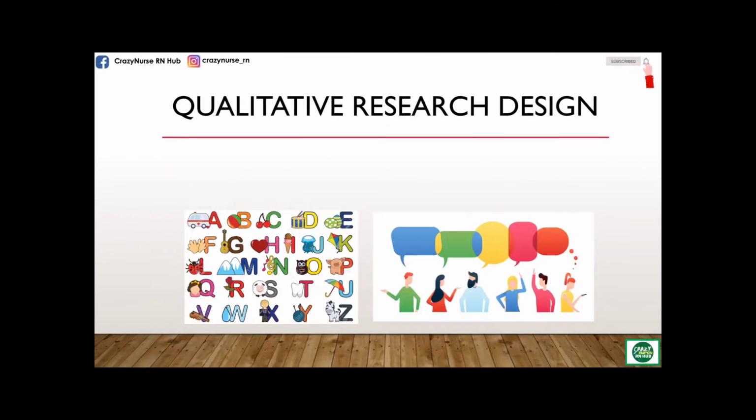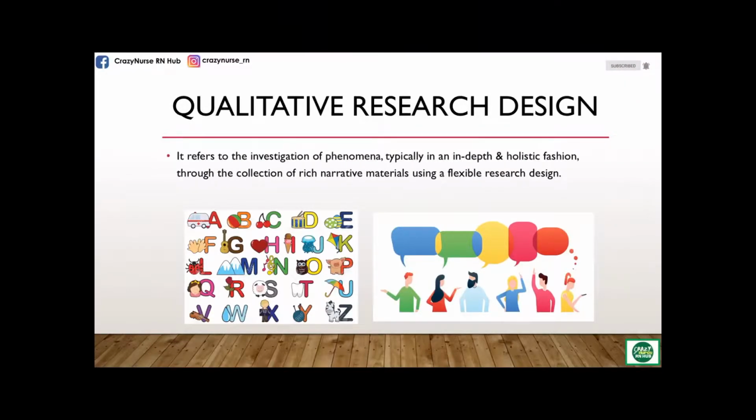Now let's proceed to qualitative research design. Qualitative research refers to the investigation of phenomena, typically in an in-depth and holistic fashion, through the collection of rich narrative materials using a flexible research design. The disciplines that provide the theoretical framework or context for qualitative studies come primarily from anthropology, psychology, and sociology.